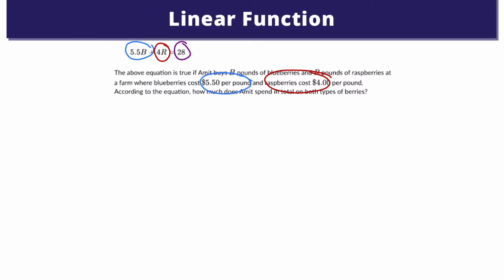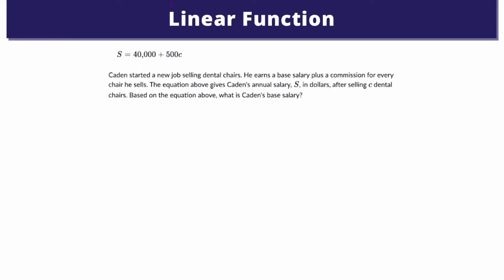you're going to be able to determine that 28 is equal to the total that he spends at the farm. Because when you plug in a number for the amount of blueberries that he purchased, and a number for the amount of raspberries that he purchased, this 28 number is going to be the total that he spent at the farm. So in this third example, we're told that someone earns a base salary plus a commission for every chair that he sells. So to figure out the question based on the equation above, what is his base salary?